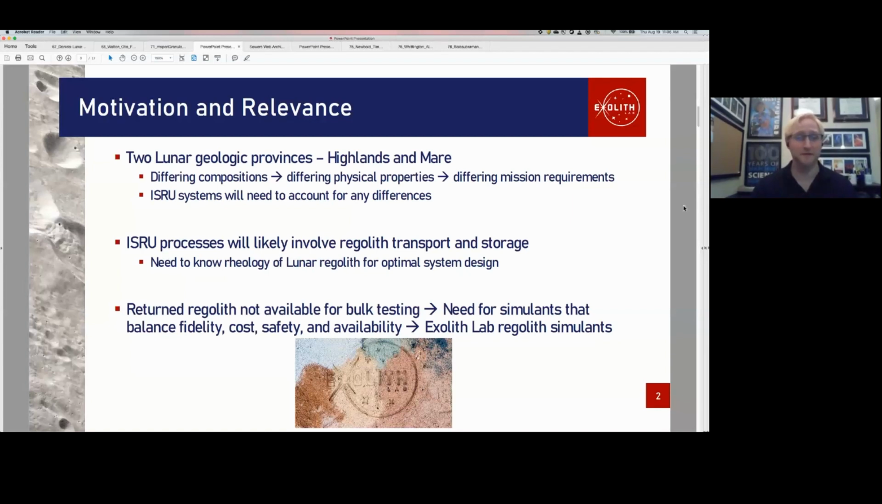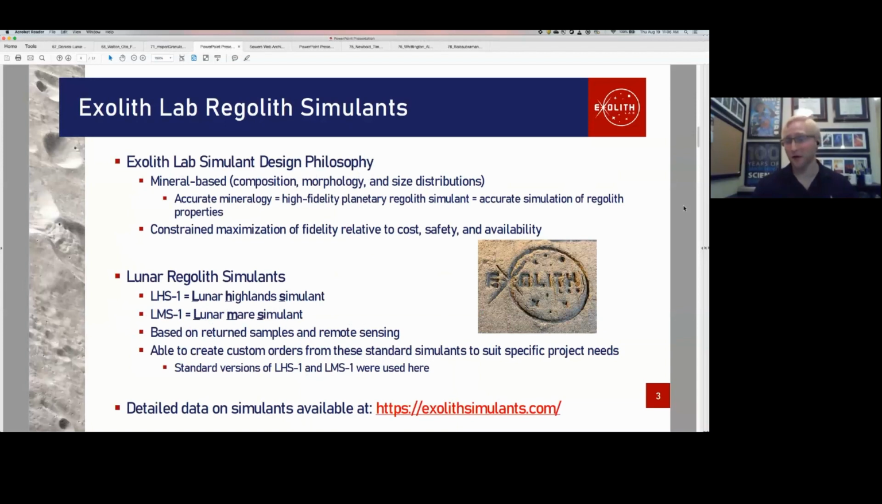So next slide, please. At Exolith Lab, we are a nonprofit organization who create simulants based on an accurate mineralogy in terms of both composition and grain geometry, which we expect to give us an accurate representation of these regolith properties. Our goal is to create the most high fidelity regolith simulants possible while balancing the cost, availability, and safety of our simulants. Used here are our Lunar Highland simulant, LHS1, and the Lunar Mare simulant, LMS1. For more detailed data on these and more of our simulants, please visit our website, exolithsimulants.com.